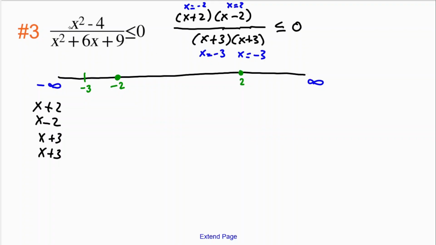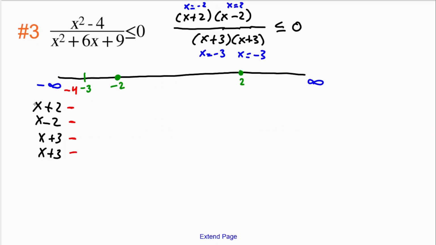So from negative infinity to negative 3, I'm just going to pick negative 4. Plug it into each of these factors here, and be sure that you don't skip an interval. Make sure you don't skip an interval. So negative 4, plug that into each of the factors. This should be negative, this should be negative, this should be negative, this should be negative.